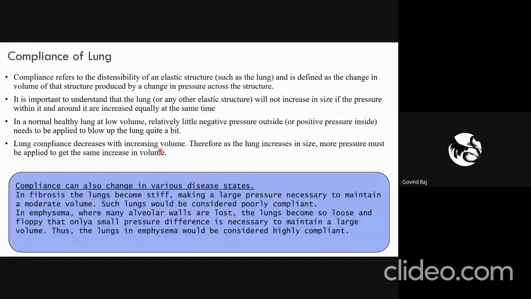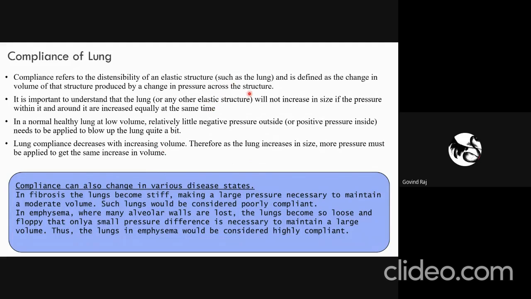So next we are going to look at the compliance of a lung. Compliance refers to the distensibility of an elastic structure. Every elastic substance has a distensibility. That is, it can expand and relax. How much it expands and relaxes is known as the distensibility of an elastic structure.